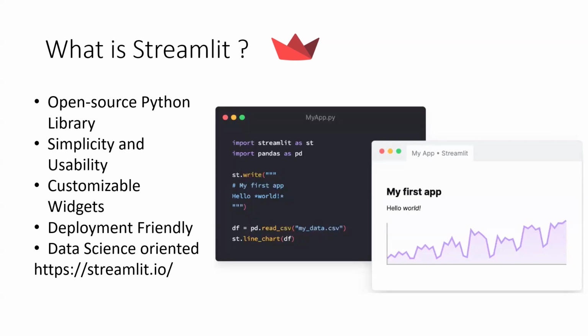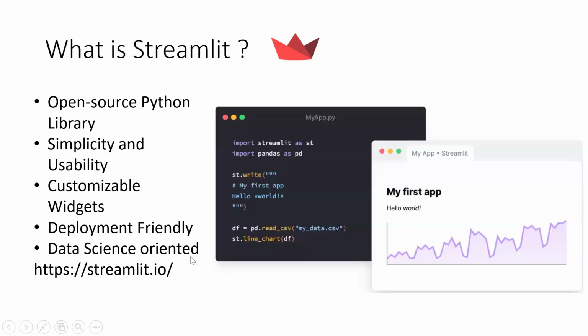Okay. So why is Streamlit chosen to develop the user interface? First of all, it's open source, and because of its simplicity and usability, it is made of different components. For example, read CSV is a component, right? So it has a lot of widgets or components which can also be customized, and it's very easy to run this piece of code. It's deployment friendly, and more importantly, it's data science oriented.